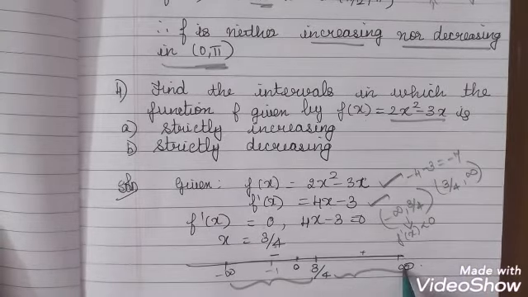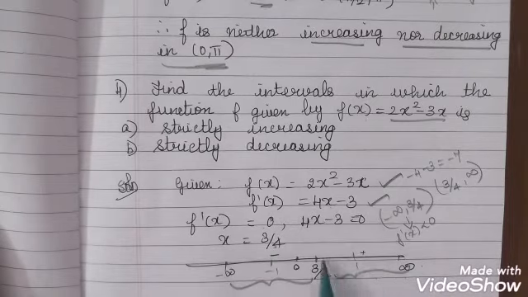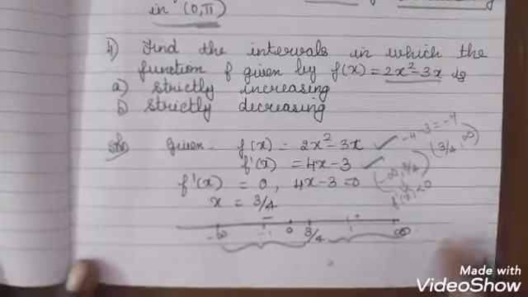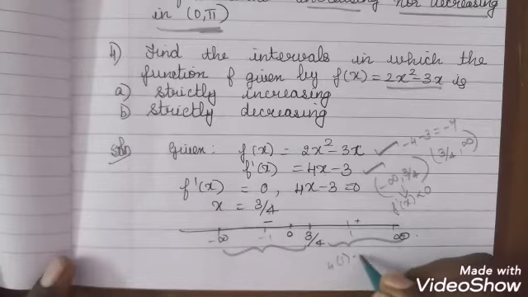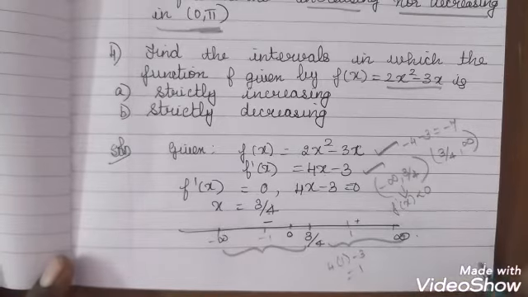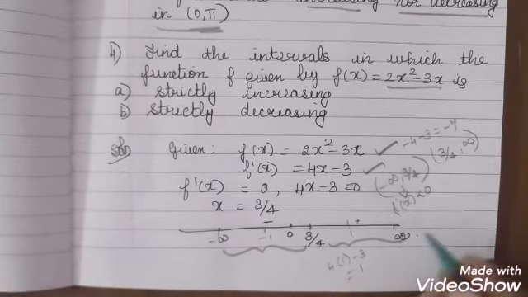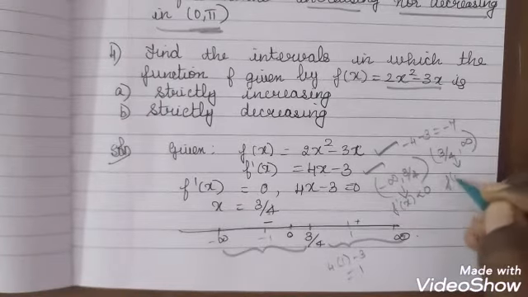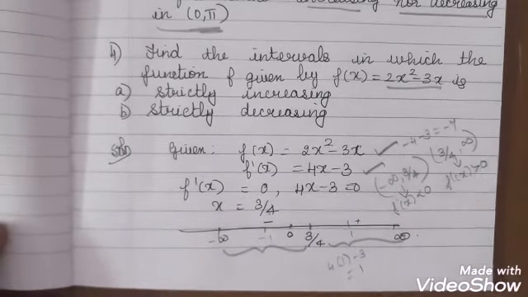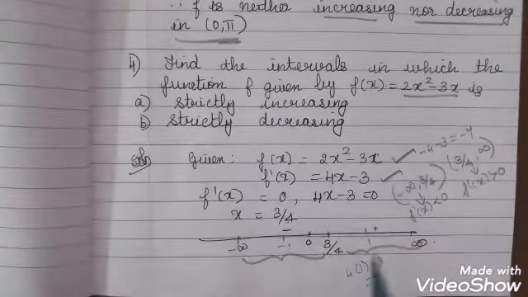So in the interval 3 by 4 to infinity, again I'll just take it as plus 1, because it's only plus 1 here. When I substitute it, what will I get? 4 into 1 minus 3. What is it equal to here? It is equal to plus 1. So what can I say in this case? Your f dash of x is said to be greater than 0. You understood how to check in this case?